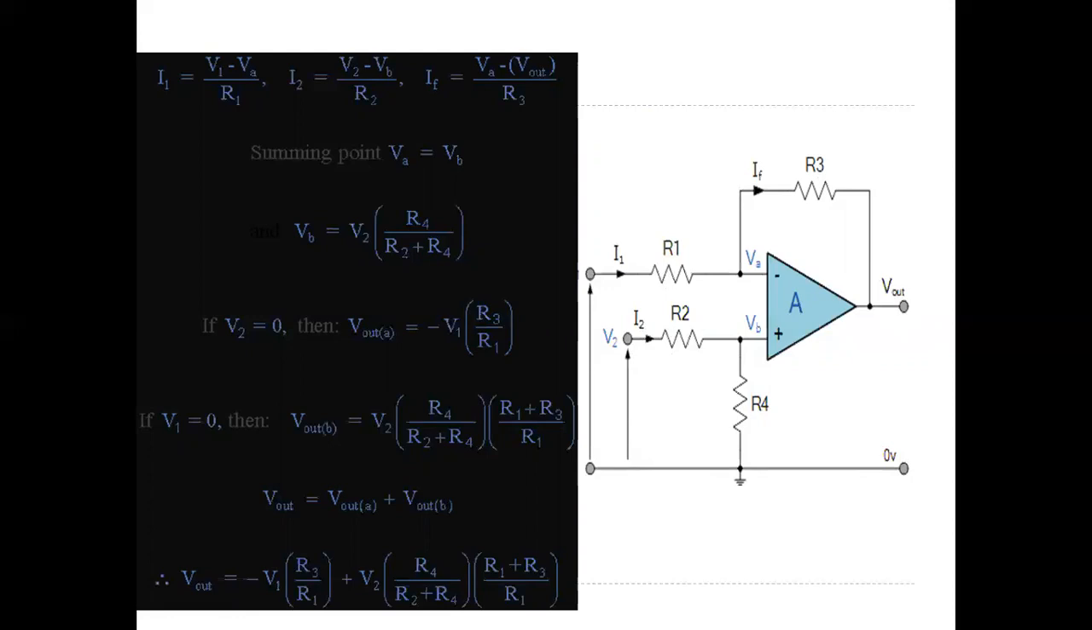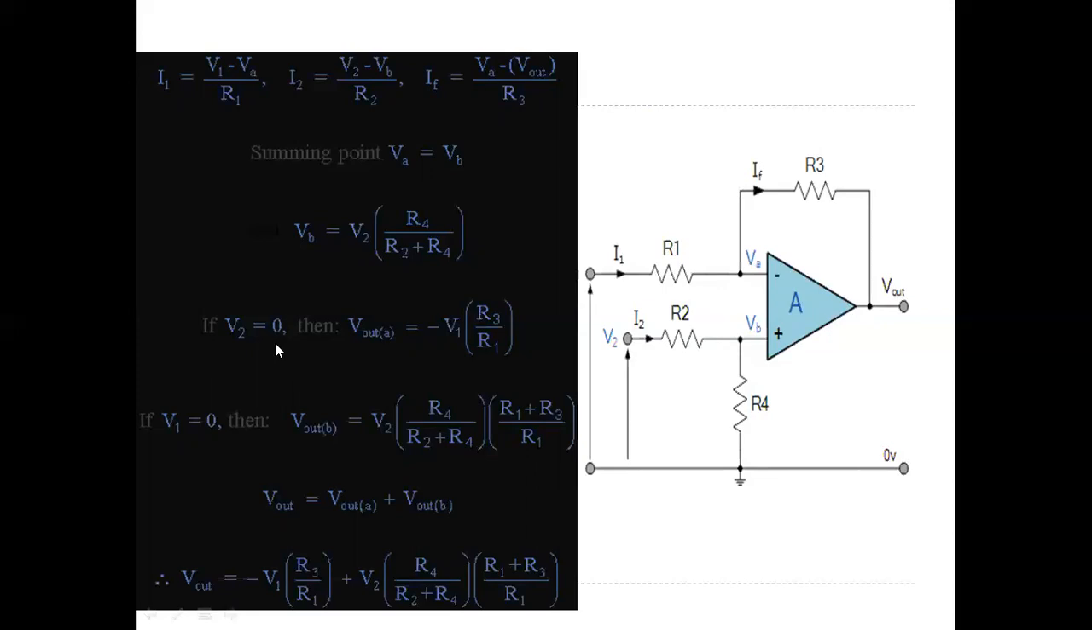So we are applying the superposition theorem. Whenever we are finding the output voltage by the effect of the input applied to the inverting input terminal, we should maintain the other source as 0, so that is V2 as 0. Similarly, in order to find the output voltage by the effect of V2, we should maintain the other source, V1, as 0.